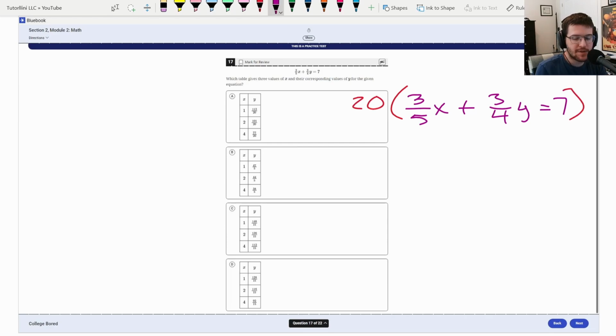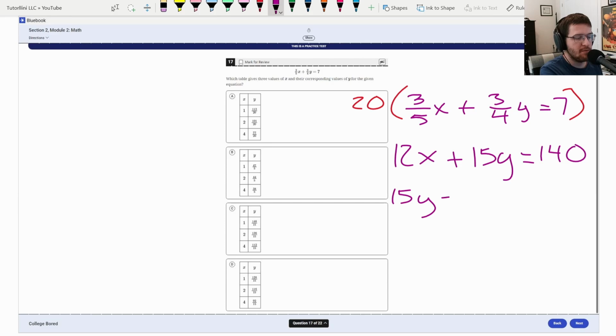And we get 20 times 3/5. Okay, so that's 12x. 20 times 3/4, that's 15y. And then 20 times 7, that's 140. Now we're going to try to get the y by itself. Let's subtract 12x from both sides. We get 15y equals negative 12x plus 140. And then we divide both sides by 15.